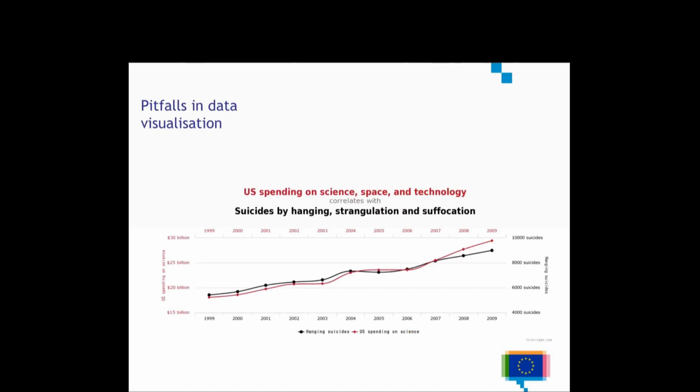Then we have another technique that is often used and that can be misused on charts like this. So here we have a chart showing the spending on science and space and technology in the United States. And it looks like it's very clearly correlated with suicides by hanging, strangulation, and suffocation. And the author of the chart was able to suggest this correlation by using a technique, and the technique is called a secondary y-axis.